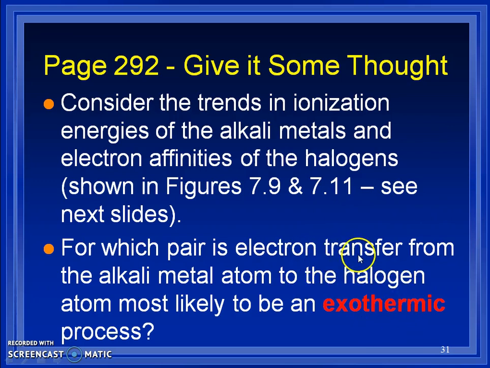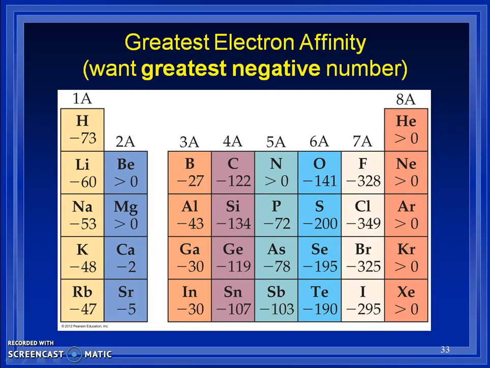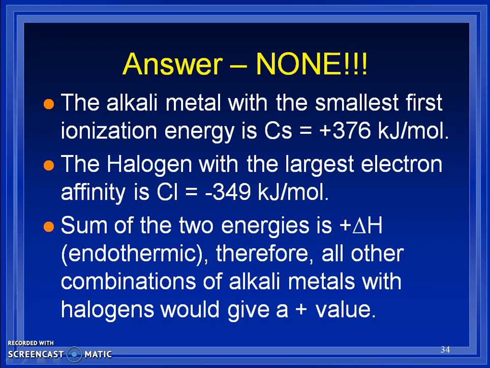and hopefully you understand for which pair is the electron transfer from an alkali metal group 1 to a halogen group 17 going to be exothermic. Well, easy way to do this, find the lowest positive number. That would be your ionization energy. So the lowest positive number, or the lowest number associated with an alkali metal, or any metal for that matter, that's going to be the lowest. And let's think of the greatest negative number, or the greatest electron affinity, and in this case it's actually chlorine and not fluorine. So you take those two numbers, do the math.